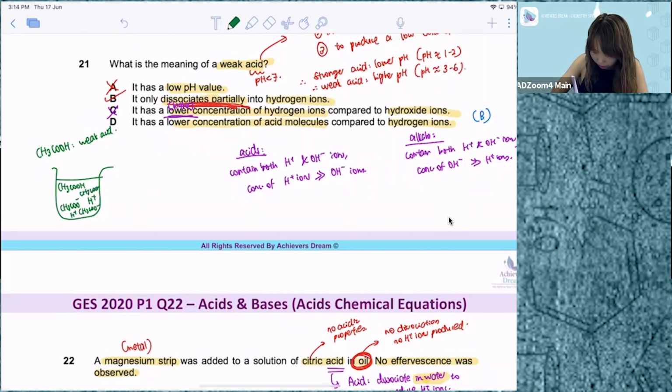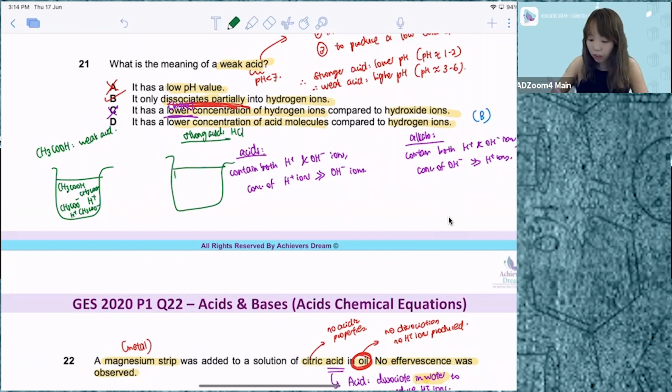Okay, and if you compare this with your strong acid, the definition of strong acid means it undergoes complete dissociation. So for example, HCl means that all of your HCl molecules would dissociate to give you H+ and Cl-. Okay, there are no HCl molecules present. Whereas for your weak acid, there are still some acid molecules that did not dissociate. Okay, only underwent partial dissociation.